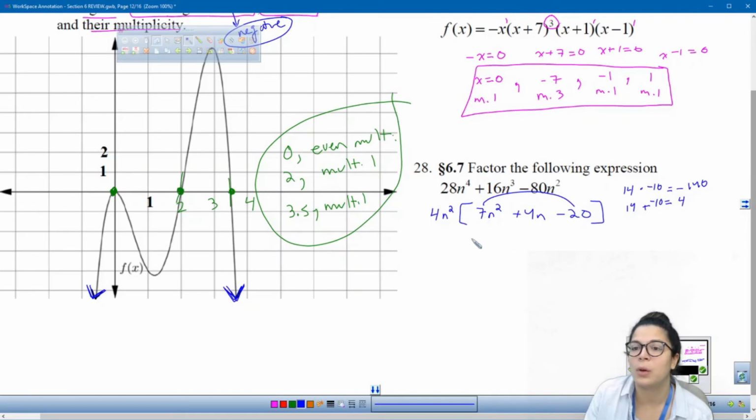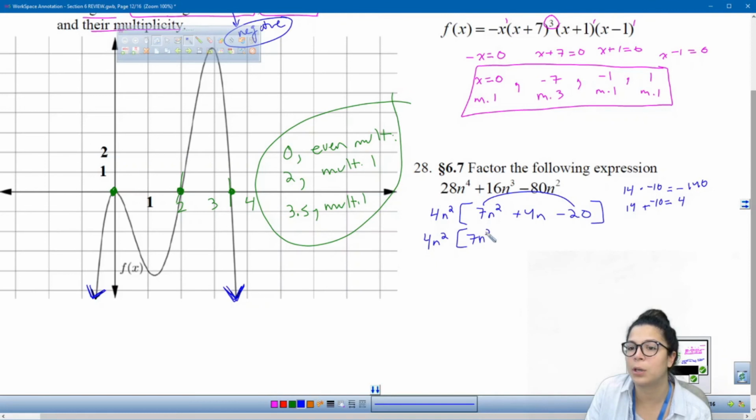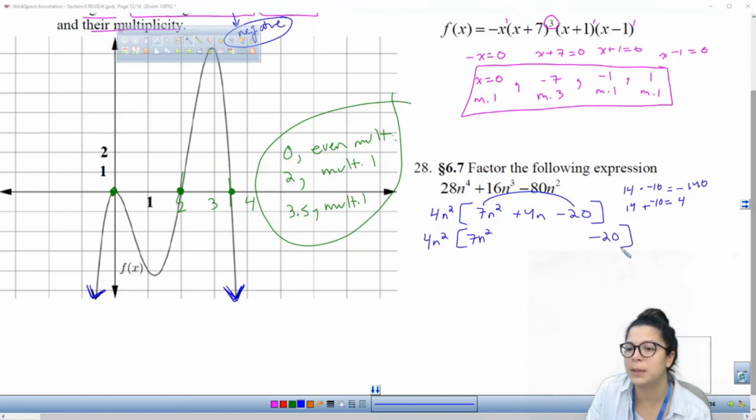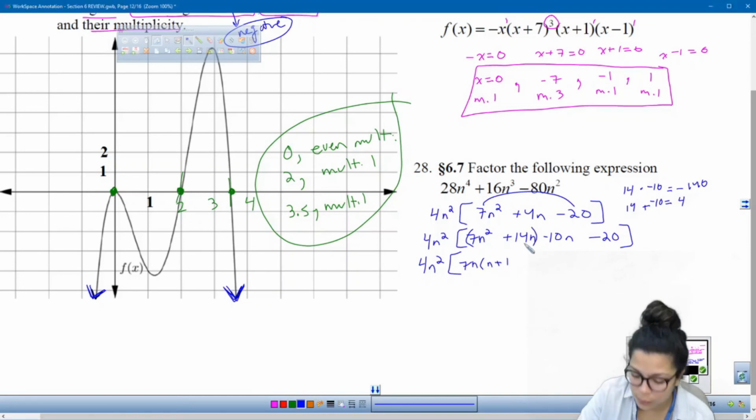We got them. So now that we have those two, we're going to bring down the front term, bring down the back term, split the middle into those two numbers that I just found, 14n minus 10n. And now that we have 4 terms, group to factor. So group the first two, we can factor out 7n. That gives us n plus 2.